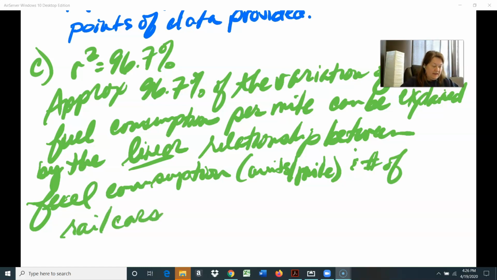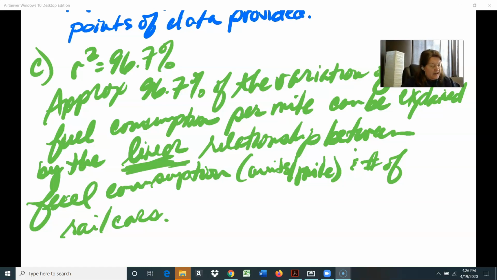So we're basically saying that if we did a best fit line, about 96.7% of those dots that were on that graph for the best fit line would be closer to our best fit line than to a horizontal line through the mean. So we're saying this is how good our linear fit is compared to anything else.